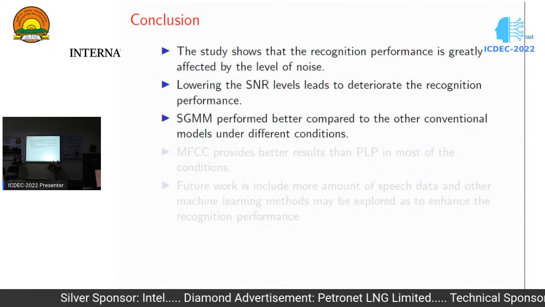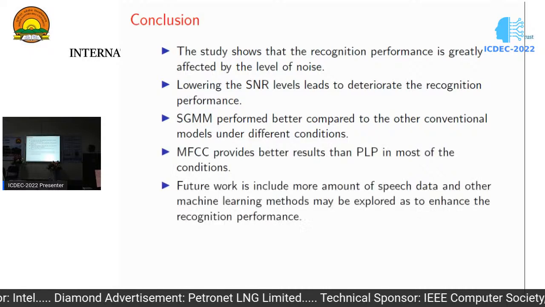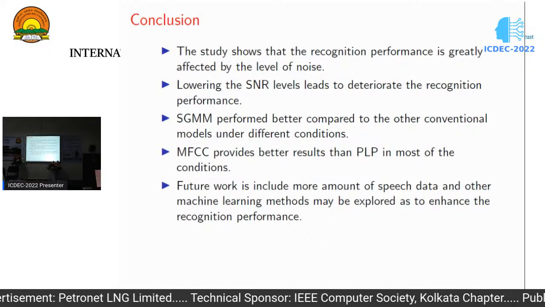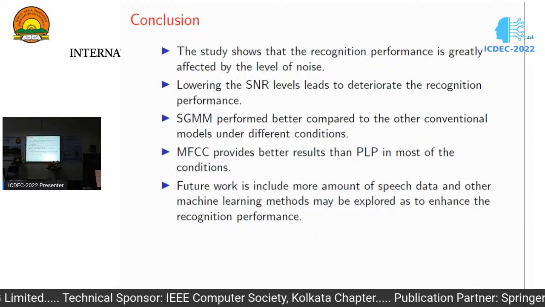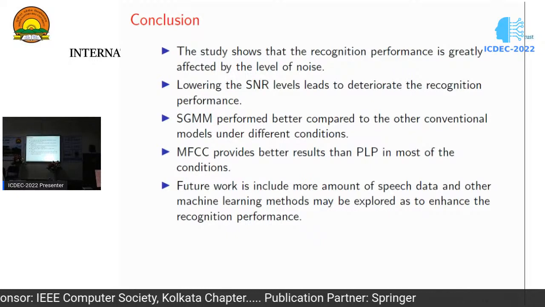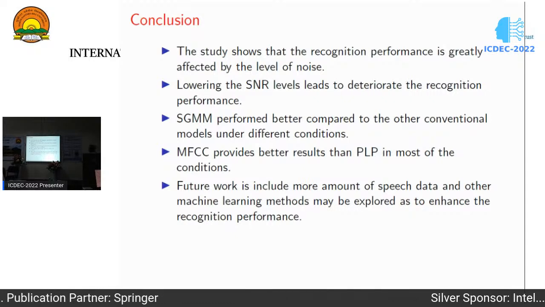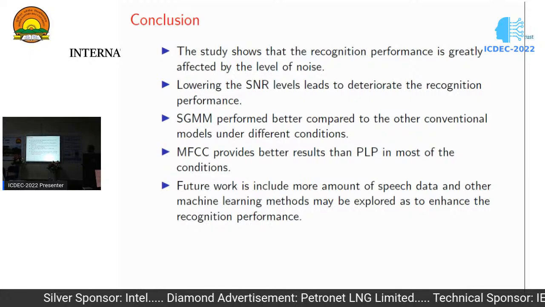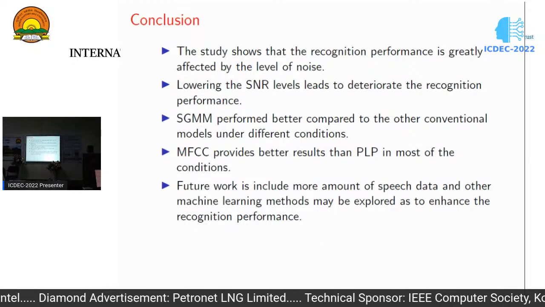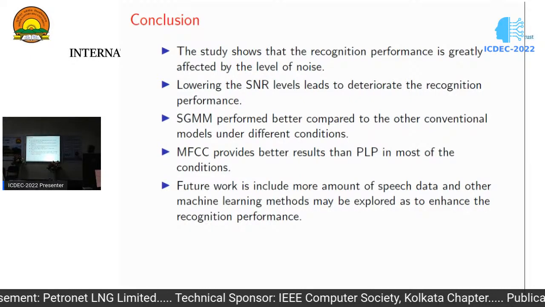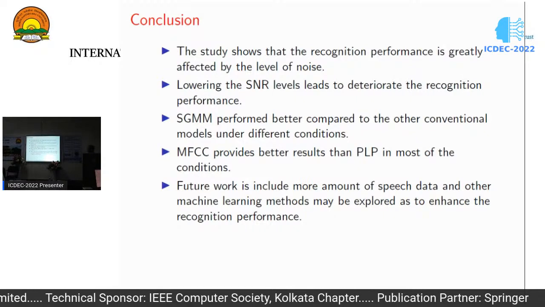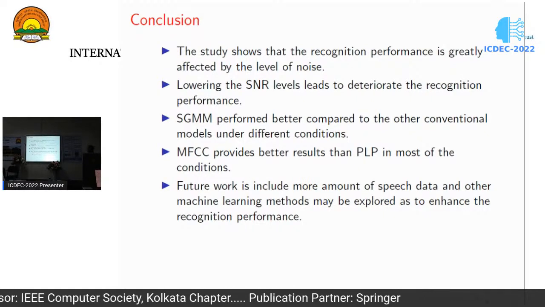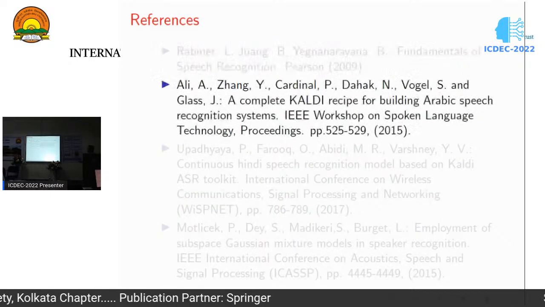When we lower the SNR, it deteriorates the recognition system. Our observation is that we have to find out with our own data how it performs with added noise, by comparing with other research works done on different databases. Our future work will be, if we add some more data, to also explore other learning methods such as end-to-end systems or other neural networks.